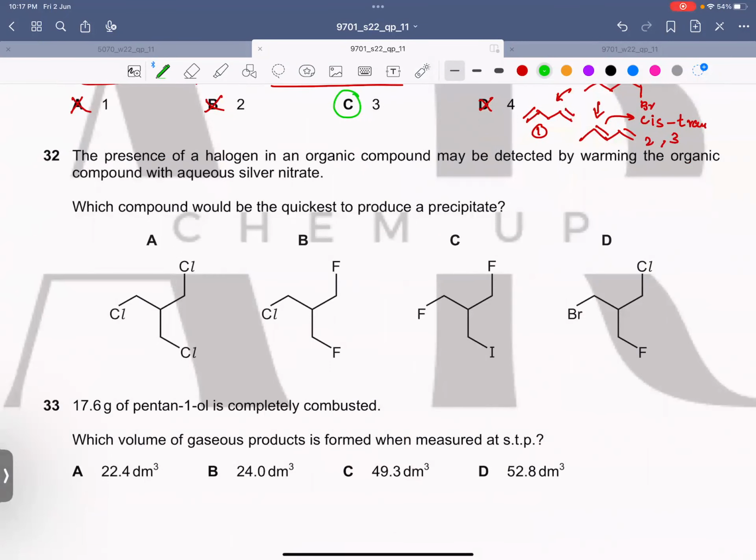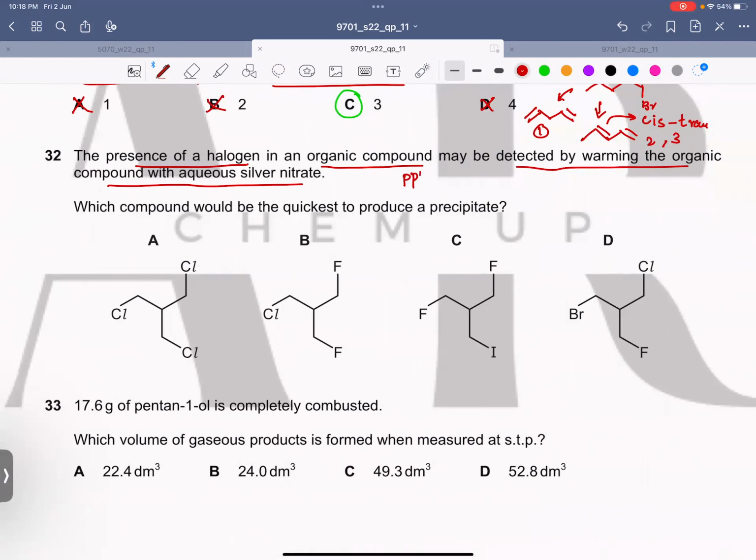Okay, now question number 32. The presence of a halogen in an organic compound may be detected by warming the organic compound with aqueous silver nitrate. Okay, what would happen? Precipitates of silver halide would form, and their color will help us identify which halogen is there. Which compound would be the quickest to produce precipitate?